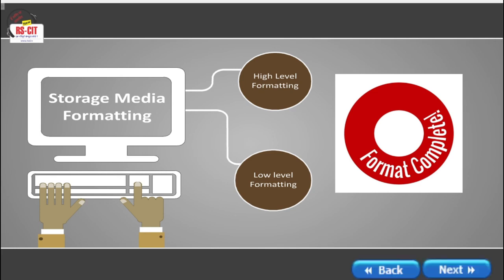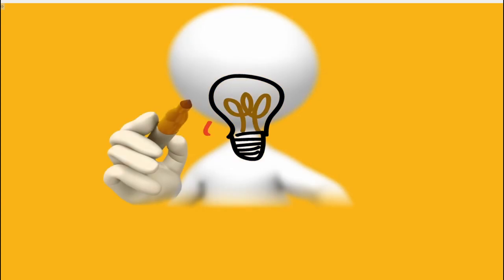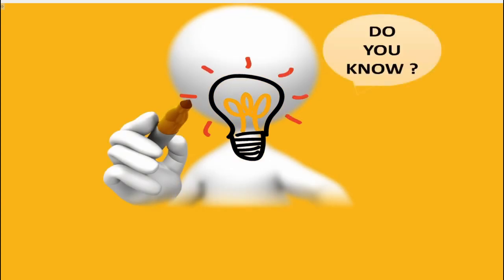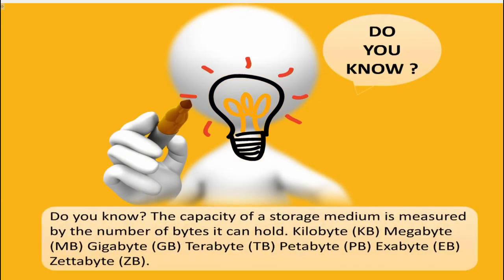Low-level format, the sector identification on a disk that the drive uses to locate sectors for reading and writing. Do you know the capacity of a storage medium is measured by the number of bytes it can hold? Kilobyte, that is KB. Megabyte, that is MB, gigabyte, that is GB, terabyte, that is TB, petabyte, that is PB, exabyte, that is EB, and zettabyte, that is ZB.